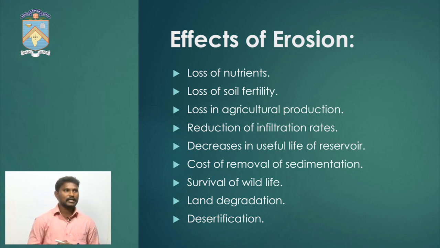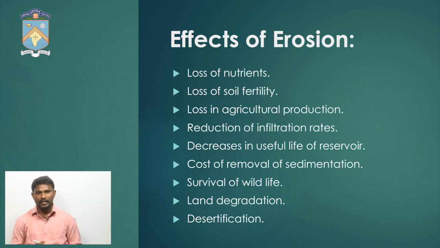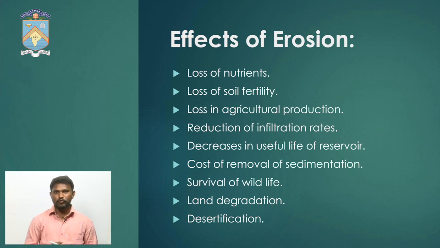Next, agricultural production is also reducing. The infiltration rate of water is also reducing. How does infiltration reduce through erosion? The eroded particles transported from one place to another are deposited in some place. The eroded particles block the pores where they are deposited, and the infiltration decreases at that place. Next point, the cost of removal of sedimentation. The excess sedimentation where it is deposited is costly to remove.